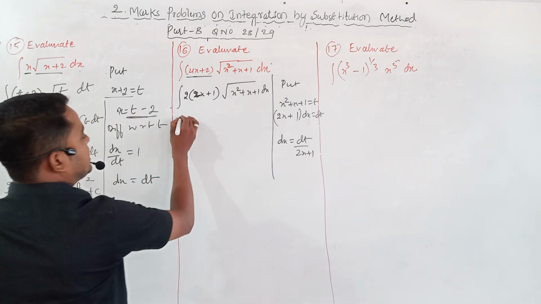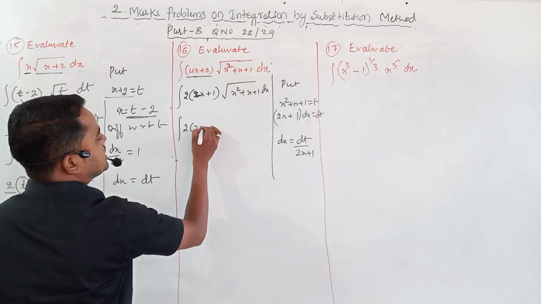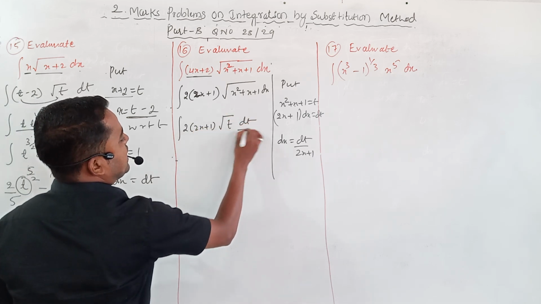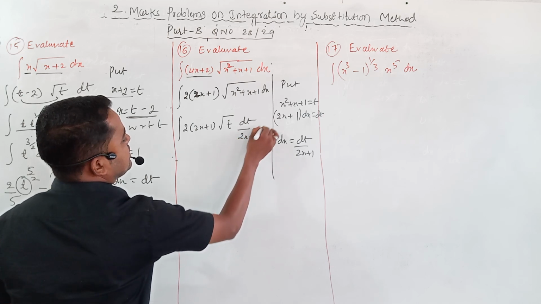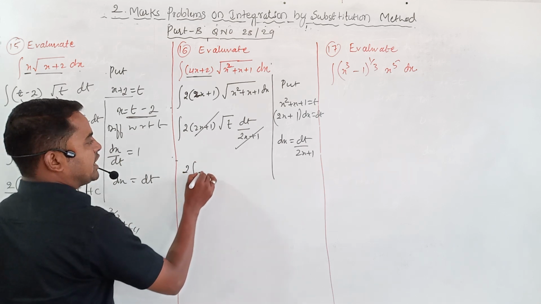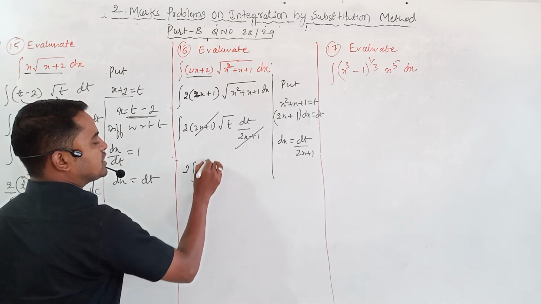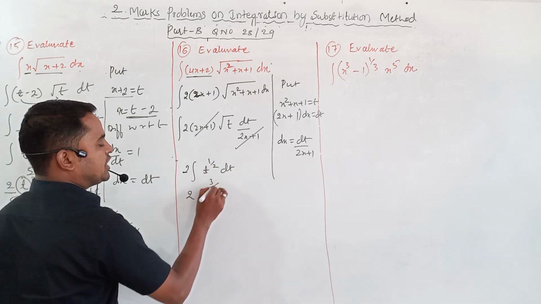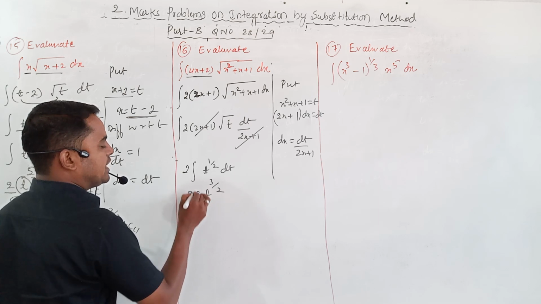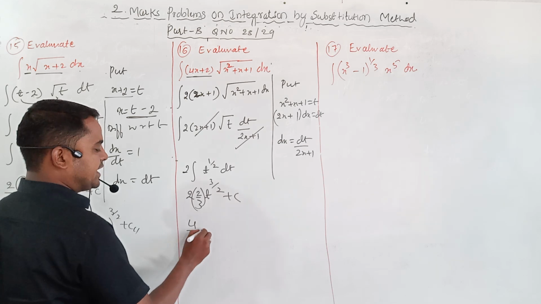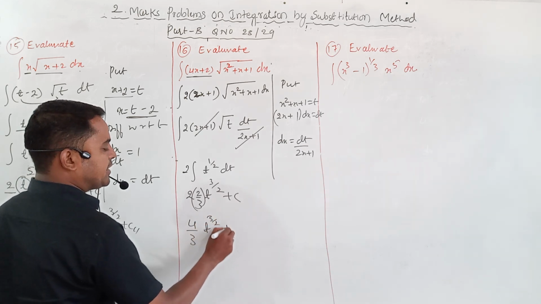Come to the given integral: 2 into 2x plus 1, root t, dt by 2x plus 1. The 2x plus 1 terms get cancelled. Take 2 outside: root t means t raised to 1 by 2 dt. So 2 t raised to 3 by 2, its reverse is 2 by 3, plus c. 2 twos are 4, so 4 by 3 t raised to 3 by 2 plus c.